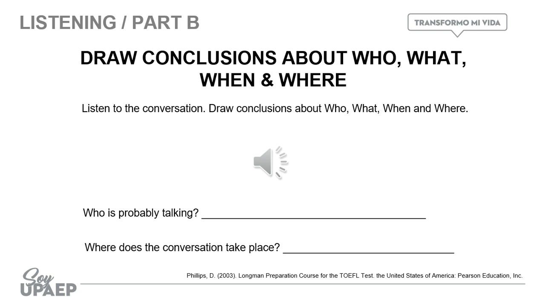Number 2. Where does the conversation take place? According to the conversation, we can draw the conclusion that a student and an employment office worker are talking. Where does the conversation take place? In the campus employment office.